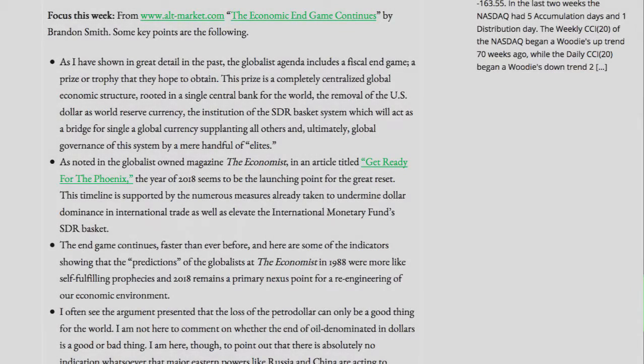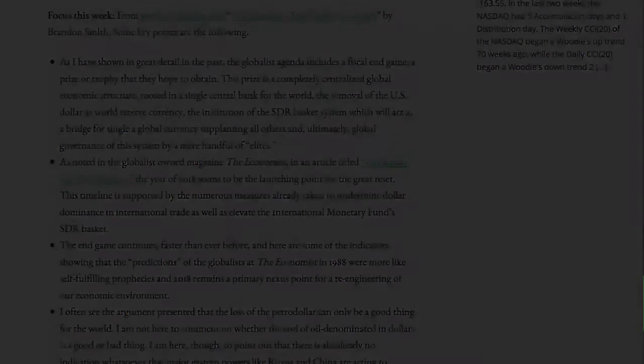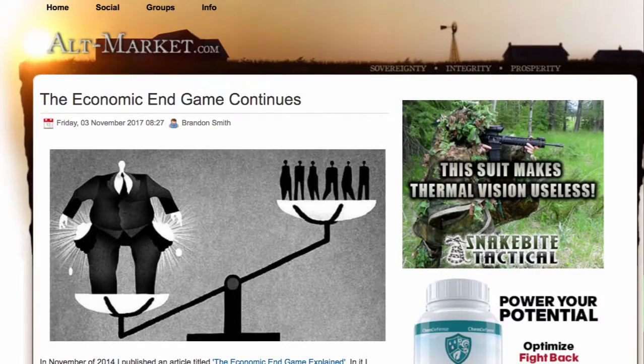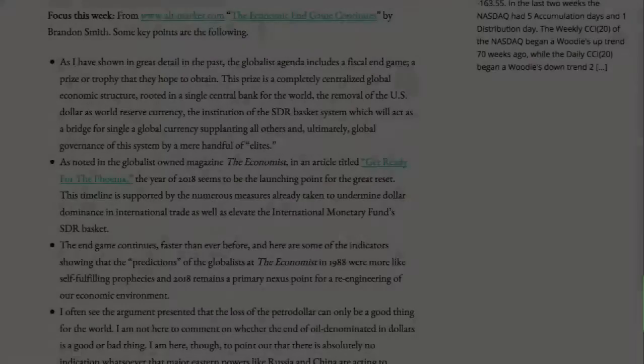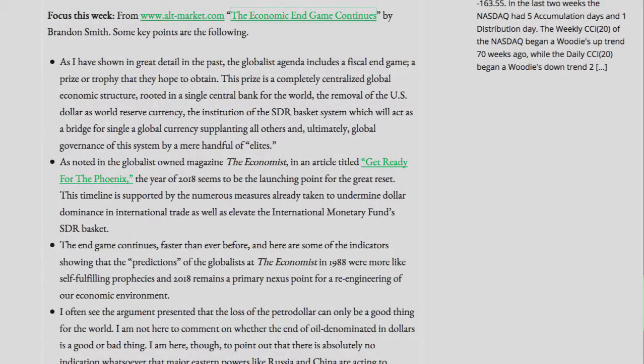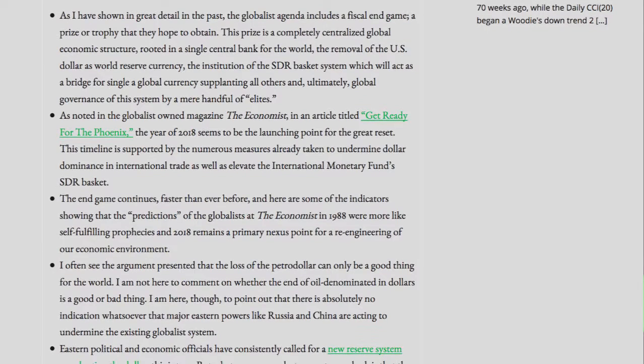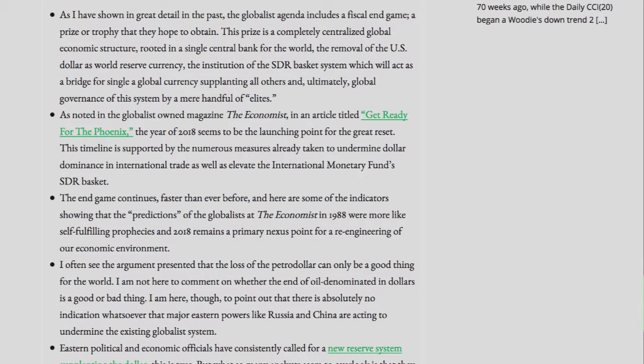Focus this week from www.altmarket.com. The Economic Endgame Continues by Brandon Smith. Some key points are the following. As I have shown in great detail in the past, the globalist agenda includes a fiscal endgame, a prize or trophy that they hope to obtain.